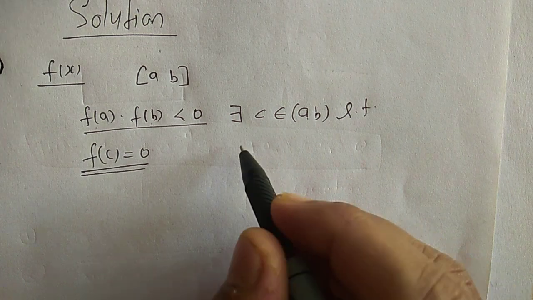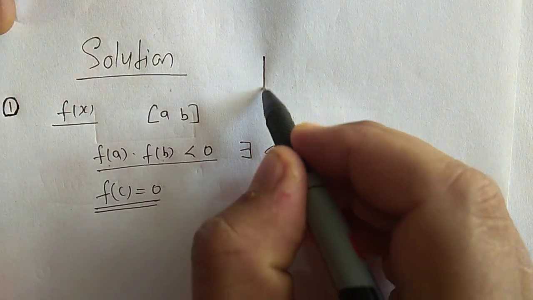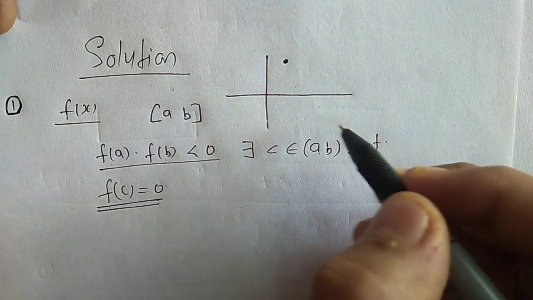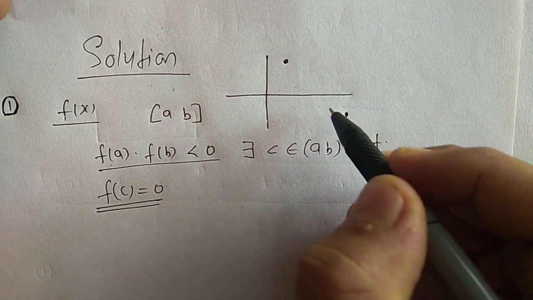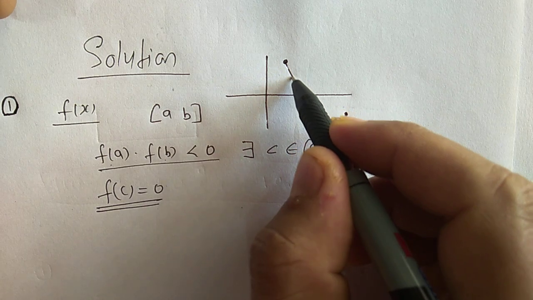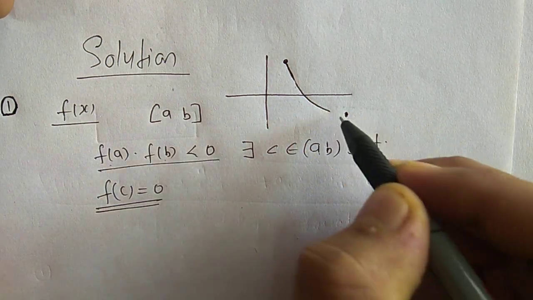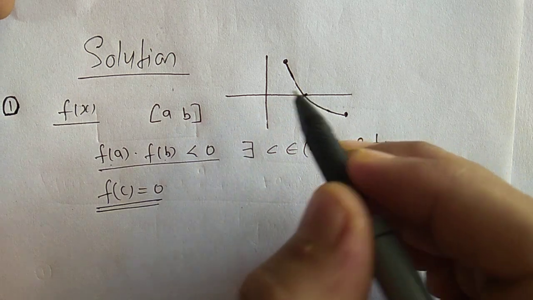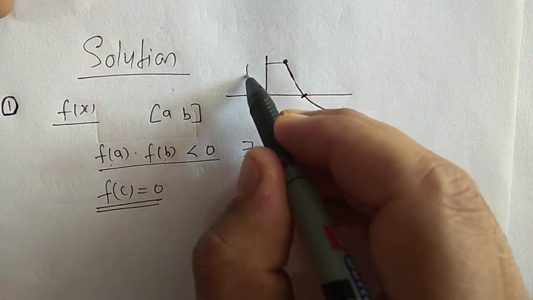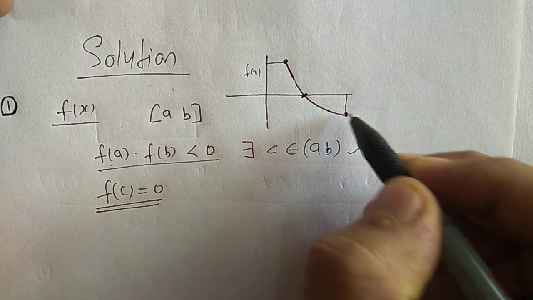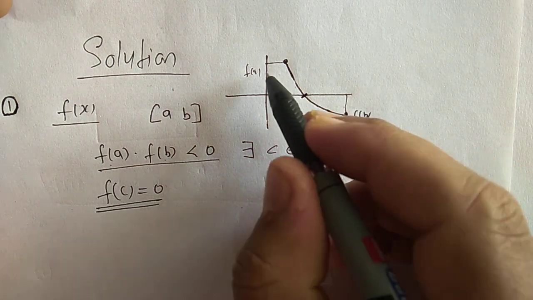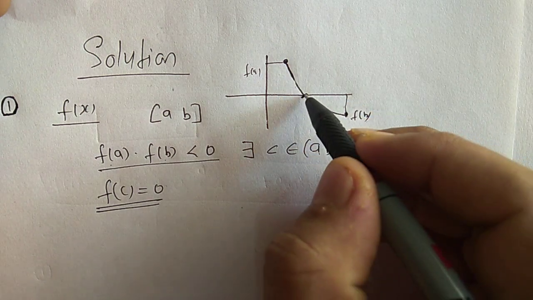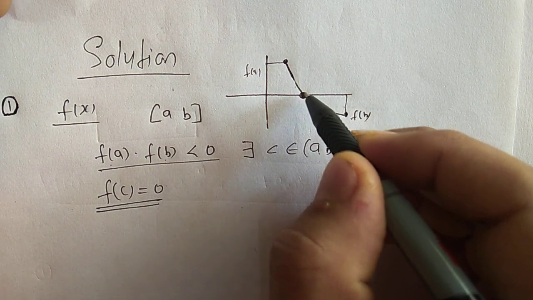So whenever these two have opposite sign, there exists one root between a and b. This one we can see by graph also. If you take f of a here and f of b here, so f of a is positive, f of b is negative. If you complete the curve, it will definitely cross the x-axis, and the point where it crosses the x-axis is the root of this equation.